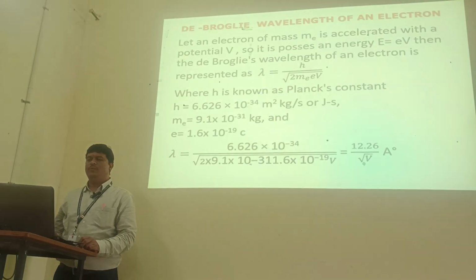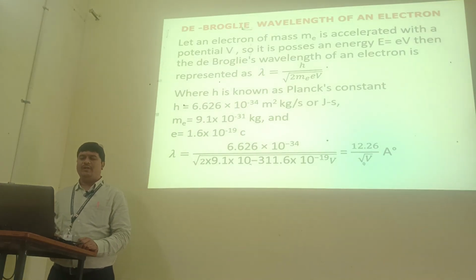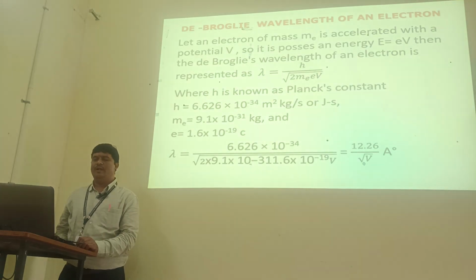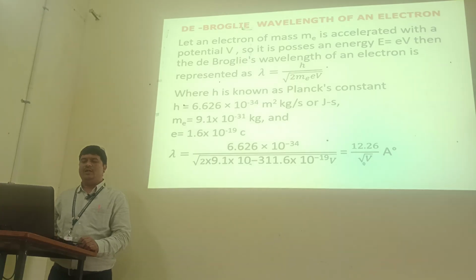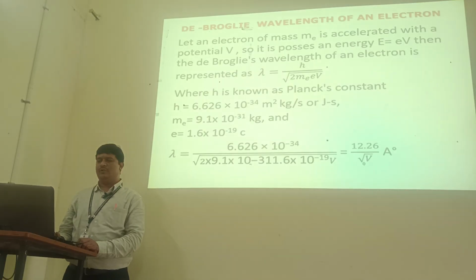Then the de Broglie wavelength associated with an electron is lambda equal to h by square root of 2 meV. Here, substituting the Planck constant, mass of electron and charge of electron in this equation, we finally get 12.26 by root V angstrom unit.